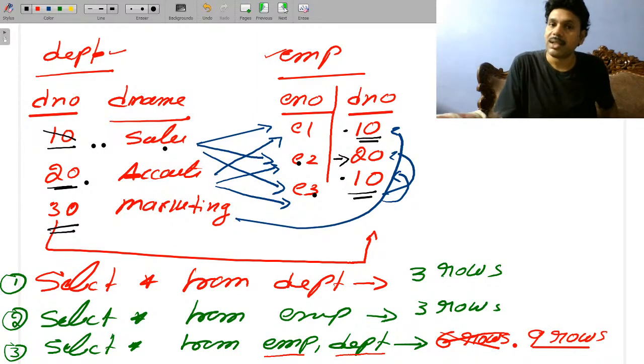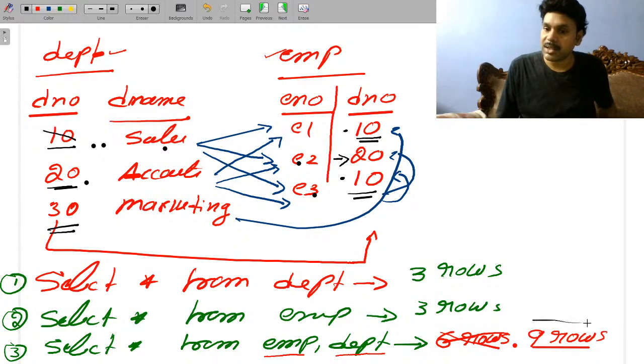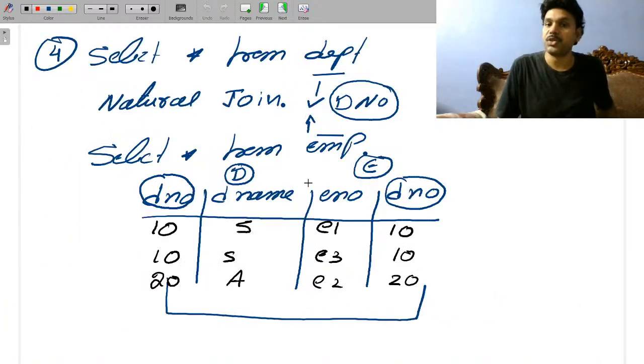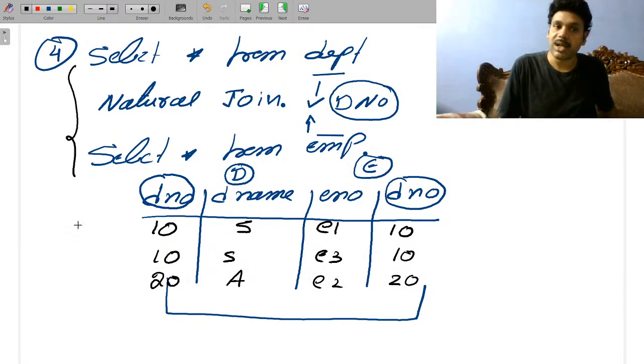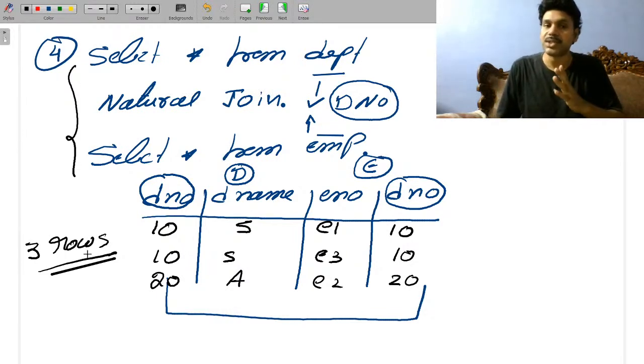So you cannot get it. Therefore, you observe, if you do cross product, your result is 9 rows. From the 9 rows, we have removed the duplicity of the data. Now from natural join, you understand that your answer is only 3 rows. This is the power of a join. We try to retrieve the combination of data without having any kind of redundancy. That's the use of natural join.